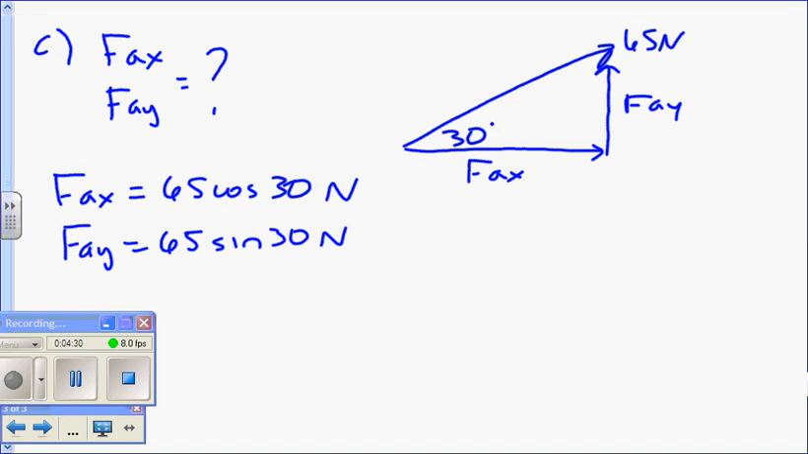Just thinking in terms of FAX being adjacent to the angle, it's going to be cosine, and because FAY is opposite the angle, it's going to be sine. I could go ahead and solve those with decimal places, but it's actually more accurate to leave it like this for the time being.